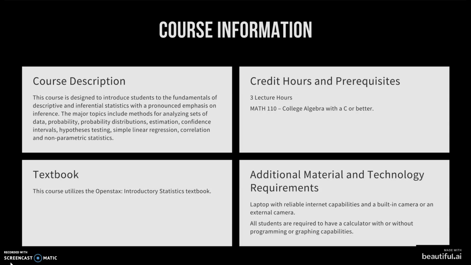So the additional materials or technology requirements that you would need: you need a laptop with reliable internet capability and a built-in camera or an external camera. Now we're going to be using the camera for Honor Lock, which is going to be used for our exams. Now you are required to have a calculator. You can have a basic scientific calculator, or you can have a graphing calculator. Either one is fine for this course.